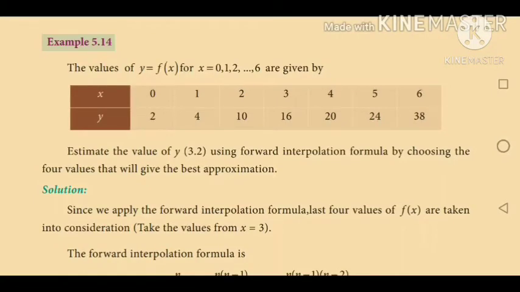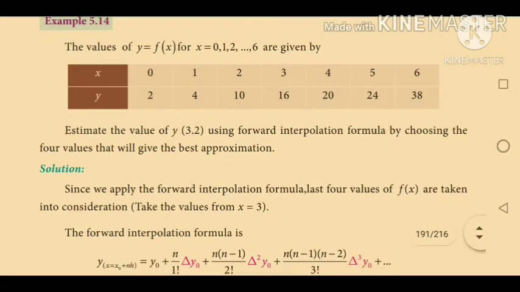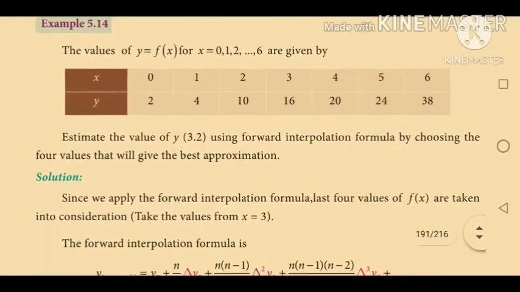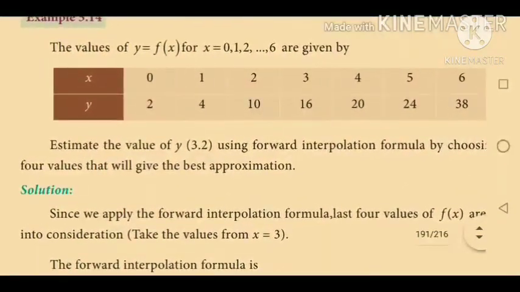So the same model you are doing in 5.14. Okay, 5.14 it is here. It is given that y equal to f of x, for x equal to 0, 1, 2, 3, 4, 5, 6, given by y equal to 2, 4, 10, 16, 20, 24 and 38. Estimate the value of y at 3.2 using forward interpolation method.